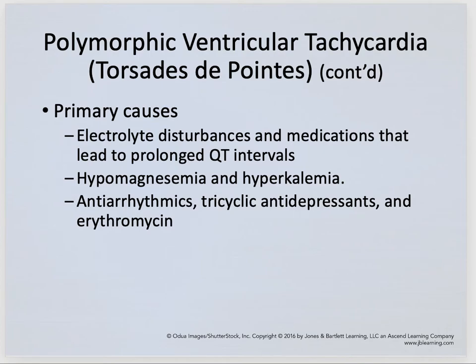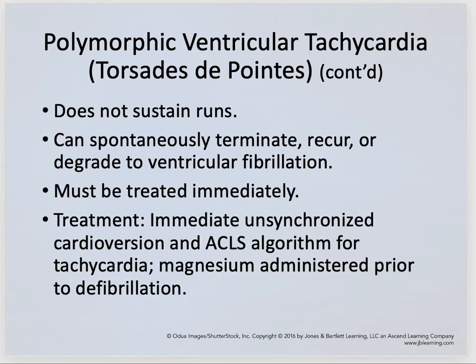Electrolyte disturbances, medication, prolonged QT, low magnesium, high potassium, antiarrhythmics. So usually there's some really clear-cut rationale for why somebody would go into polymorphic VTAC. It does not sustain runs. It can spontaneously terminate, reoccur, or go into VFib. It must be treated immediately, usually with immediate unsynchronized cardioversion.